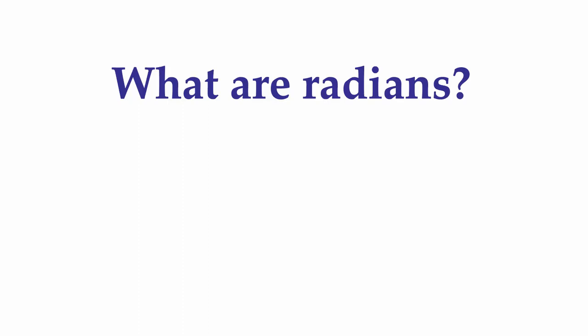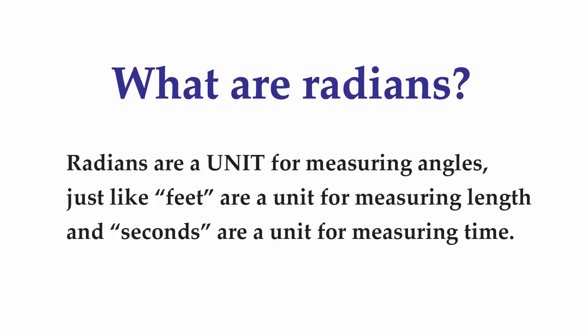What are radians? Radians are a unit for measuring angles, just like feet are a unit for measuring length, and seconds are a unit for measuring time.